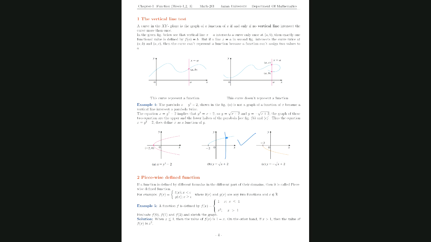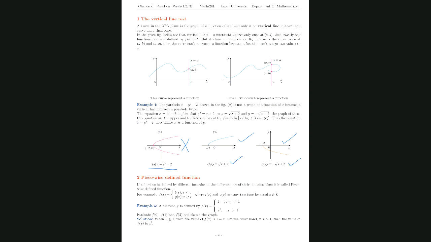Now look over here, part c. What about this? This is the graph given here. This vertical line cuts the graph at this point, and this also cuts. If you take any vertical line, every vertical line cuts at 1 point, so this is also a function. So y equal to square root of x plus 2 is a function, and y equal to minus square root of x plus 2 is also a function. But x equal to y squared minus 2 is not a function. So be careful about that.